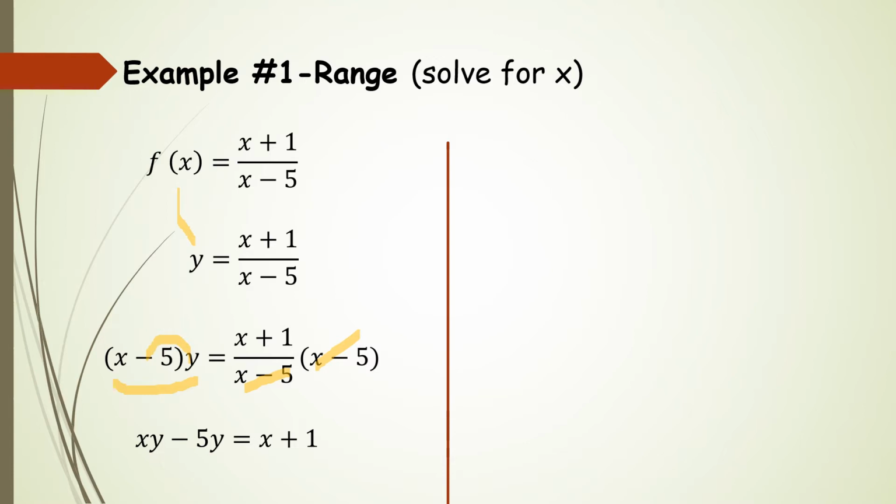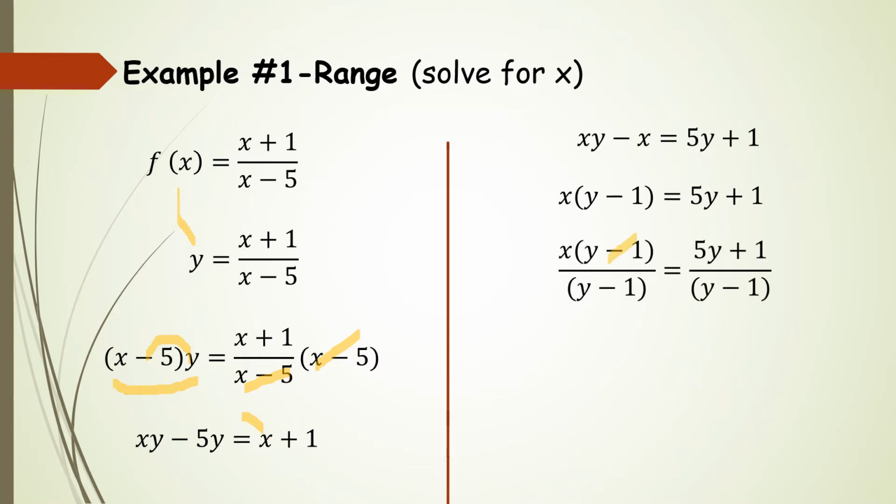So, pagsasamahin naman natin ang lahat ng x sa kabilang side. So, by transpose, nagkaroon tayo ng xy minus x is equal to 5y plus 1. Factoring, ginawa natin monomial factor ang x, so magkakaroon tayo ng x times the quantity of y minus 1 is equal to 5y plus 1.